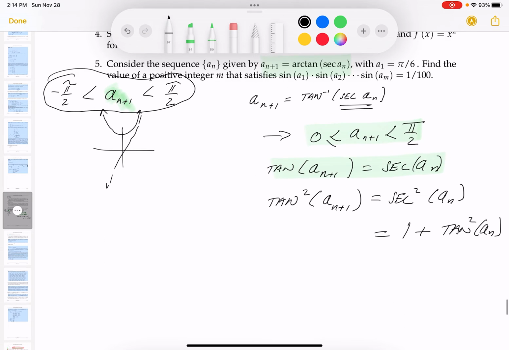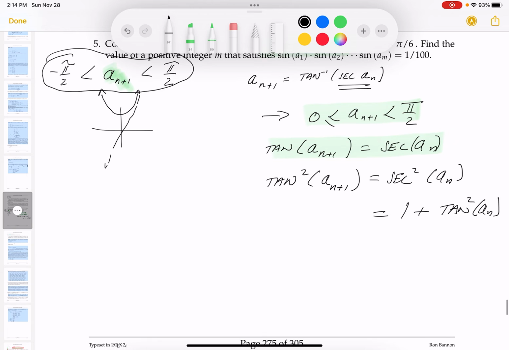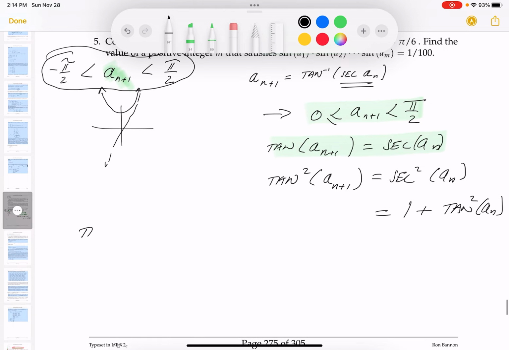All right, let's start writing down things. I gotta be careful here. I'll write this over here, and I gotta be really careful when I do this because I'm gonna write down the tangent squared AN is equal to -1 plus the tangent squared AN plus 1.